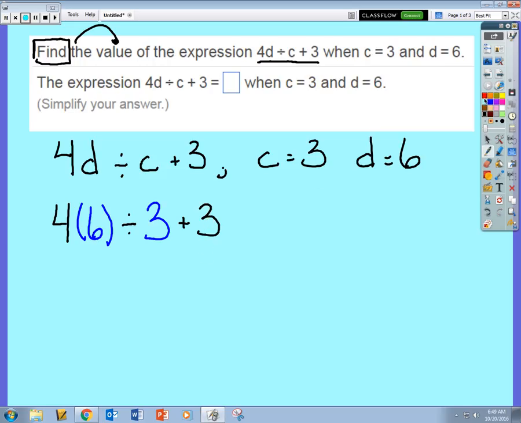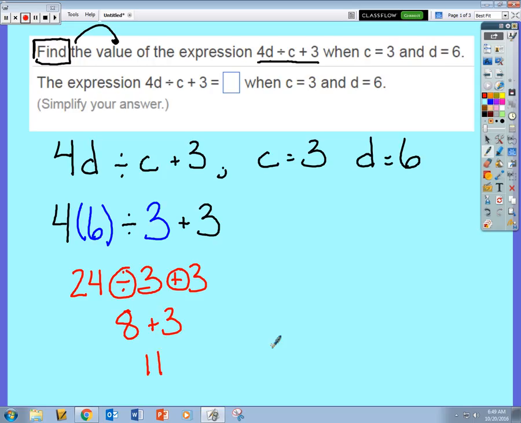Now, if I go ahead and do some operations here, we have 4 times 6 is 24. The division sign will come down. We're going to take 24, divide it by 3, and then we will add that constant of 3 at the end. Again, we're left with division and addition. We are going to do division first. So we have 24 divided by 3, which gives us 8. And 8 plus 3 gives us 11.